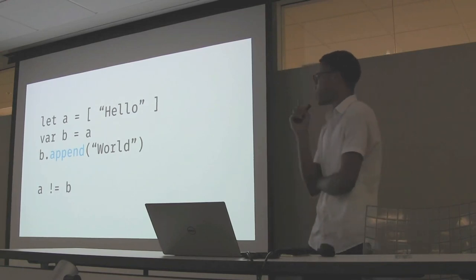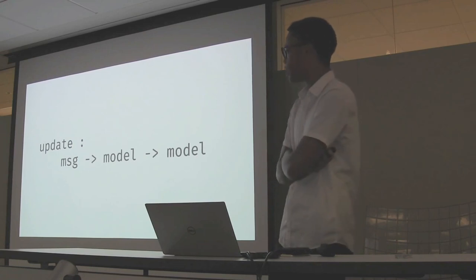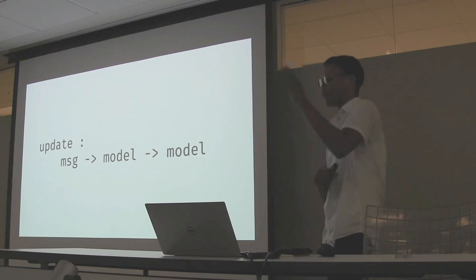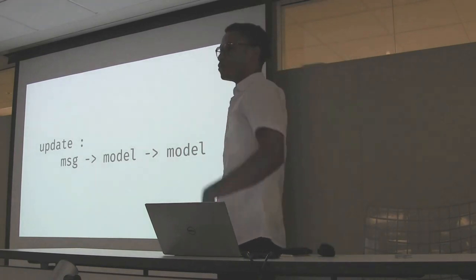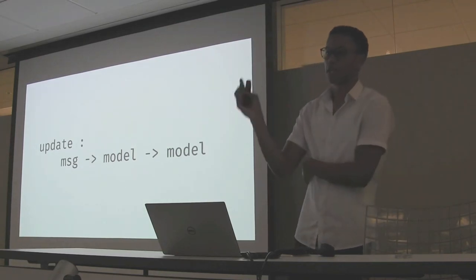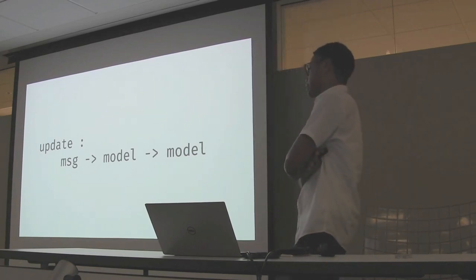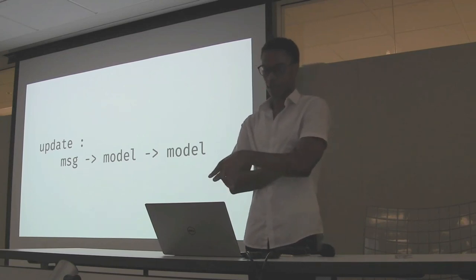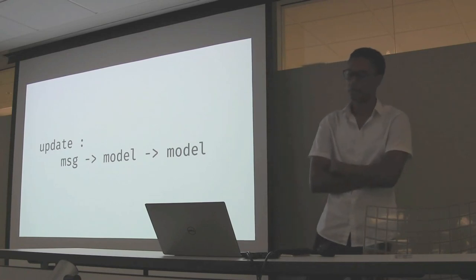Cool. All right. So that's really cool. So let's go back to Elm. This is the update function. If you're familiar, do you have folks that are familiar with Redux? Cool. Nice. That's a lot. So Redux is inspired by the Elm architecture, and you can mentally swap out whenever I say message with action, and model with store or state.